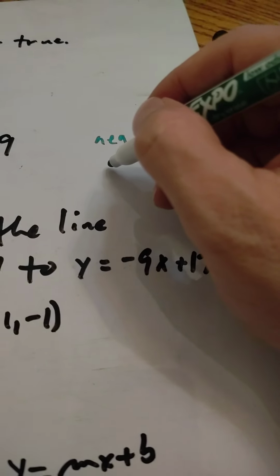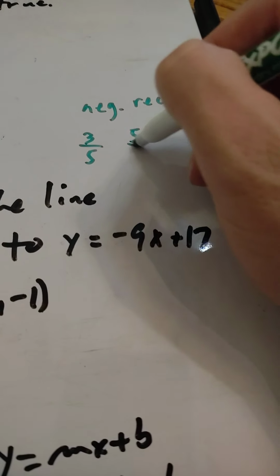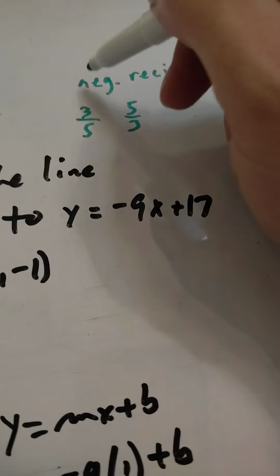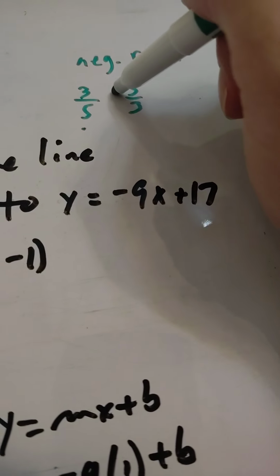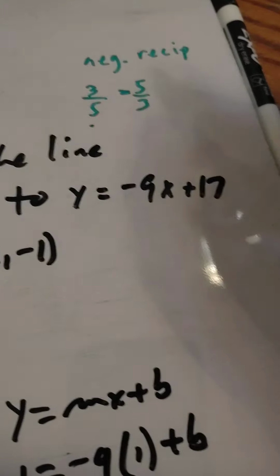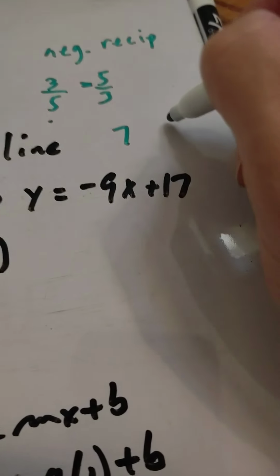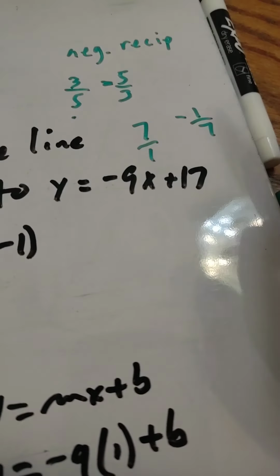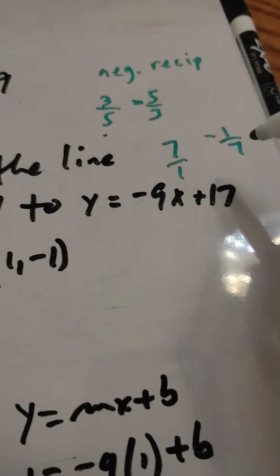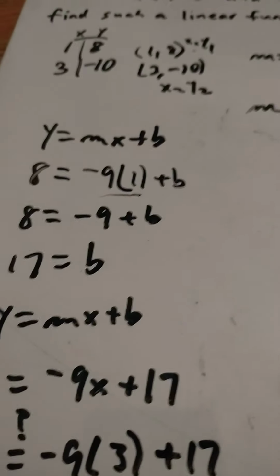What's the reciprocal of 3/5? Wouldn't that be 5/3? You just flip it. What's the negative reciprocal of 3/5? Just multiply that by negative 1, so it would be negative 5/3. What's the negative reciprocal of 7, do you think? Wouldn't it be negative 1/7? Because 7 is the same thing as 7 over 1. So flip it and multiply it by negative 1. That's the negative reciprocal.